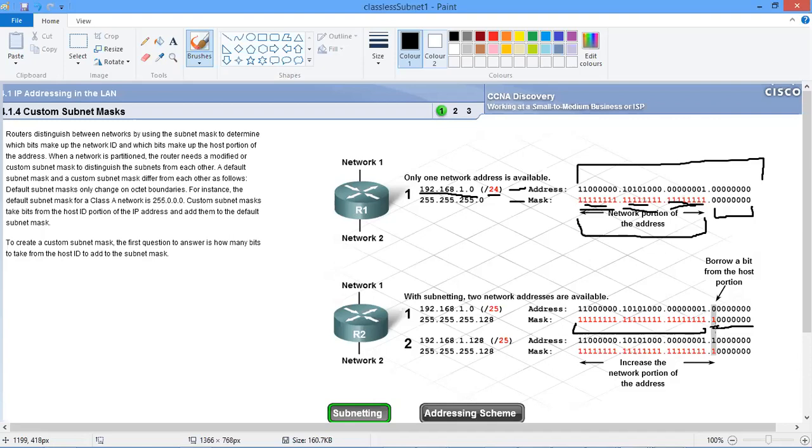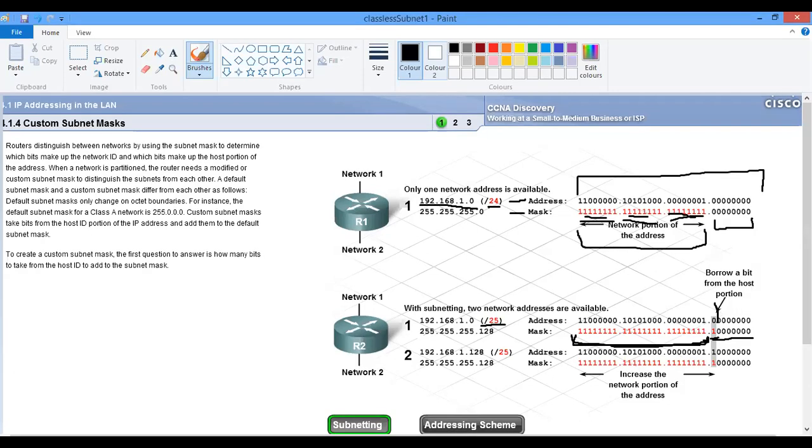Now we decided to borrow. For class C, this is where the default subnet mask ended. We now decided to borrow from the host side, to join to what we have. So we borrow one bit from the host side to join to the 24 that we have. We now have a 25 prefix length. Whenever you borrow one bit, you're going to result in having two networks.